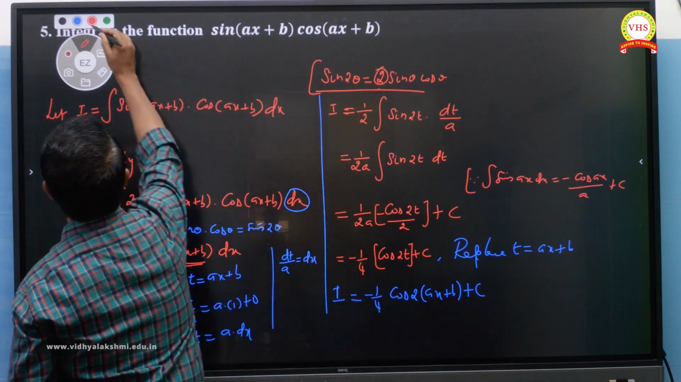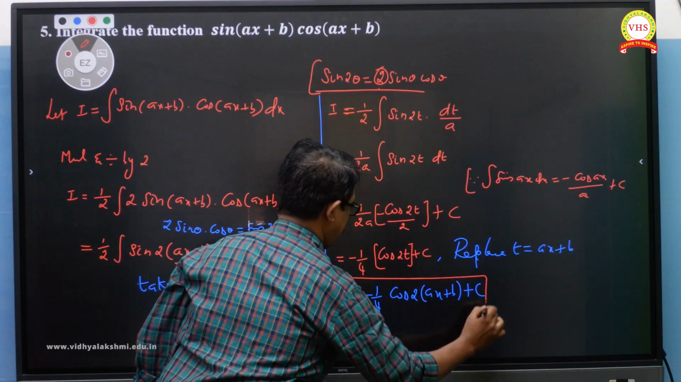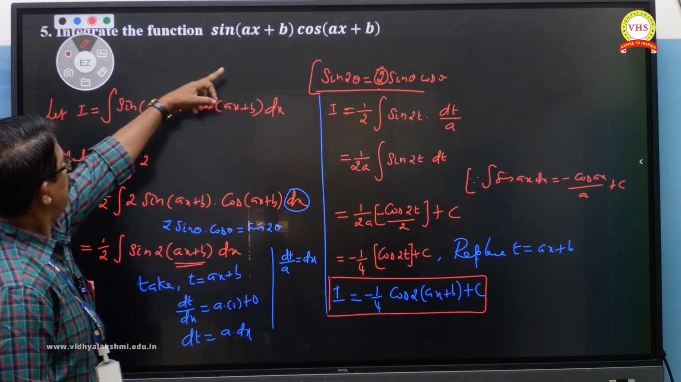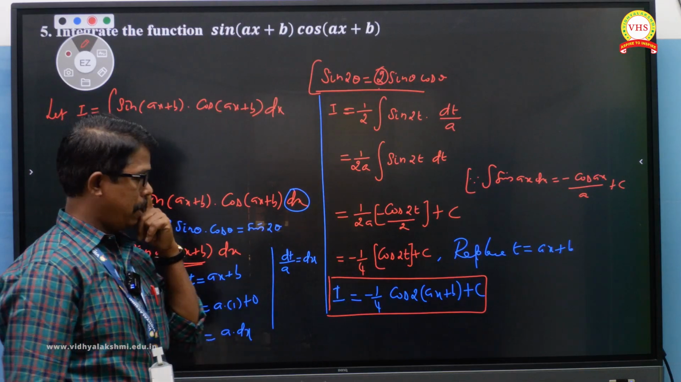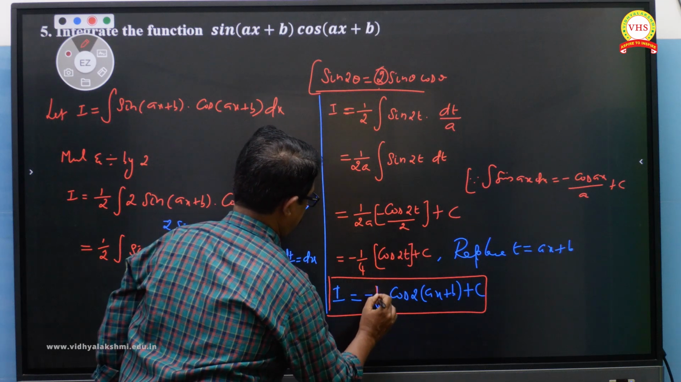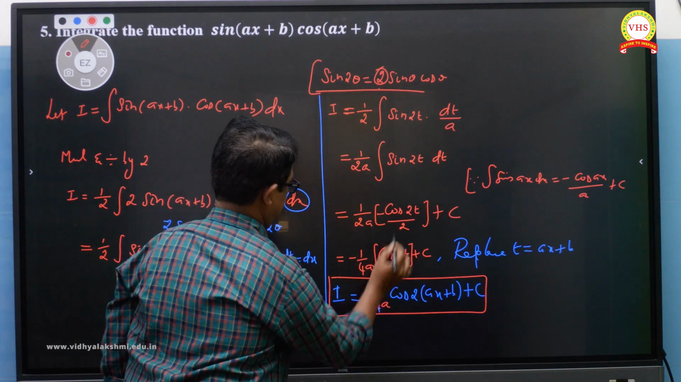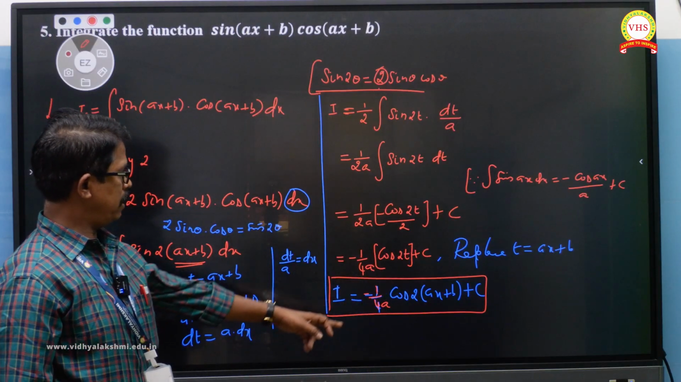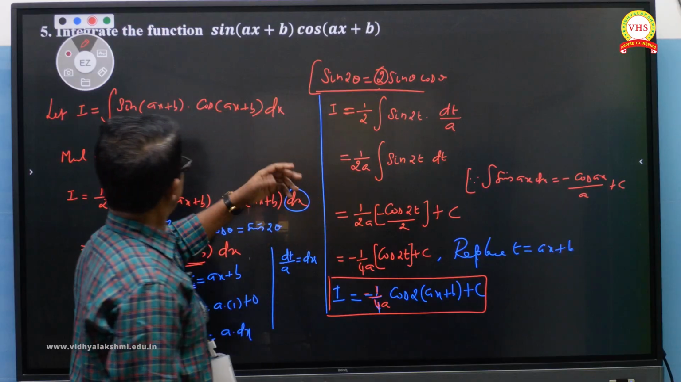This is the required answer for the given sum. What is that given sum? The function is sin of ax plus b into cos of ax plus b. Okay, sorry, I forgot one term, divided by a, 1 by 4a. This is also a. Okay, this is the final answer for the given function. Can I move to the next question?